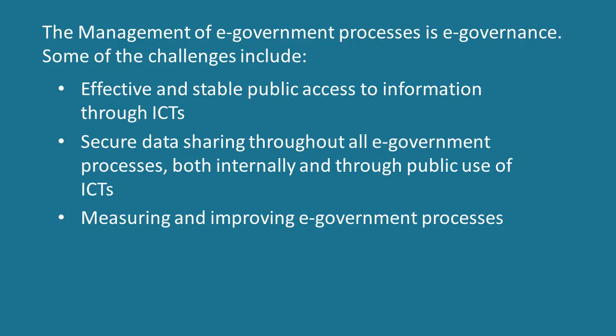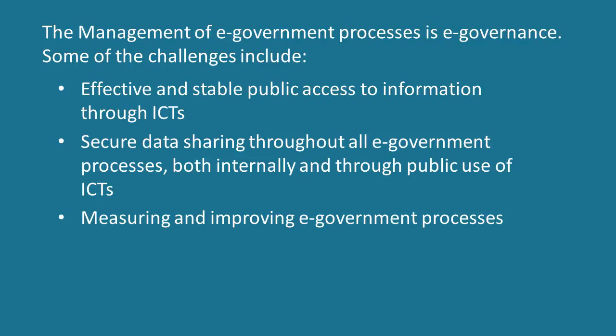And on this next slide, just to reiterate the challenges, this is sort of a generic thing that applies to all information governance and e-governance architectures. So one of the main things is effective and stable public access to information through ICTs, and that is the information communication technologies that facilitate communication not only interagency but between the public and the government, and that's sort of a hallmark of electronic government.